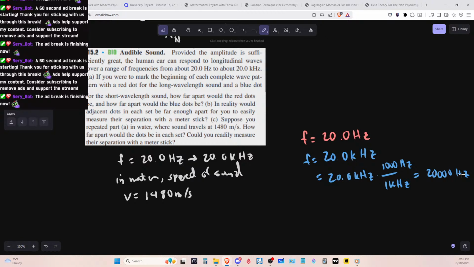Okay, so I'm guessing now we're just going to have to calculate the wavelength of these waves. If you mark the beginning of each complete wave pattern with red dots for the long wavelength of sound, and blue dots for the short wavelength of sound, how far apart would the red dots be?